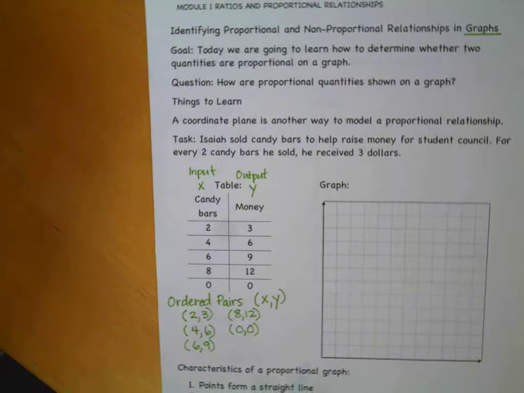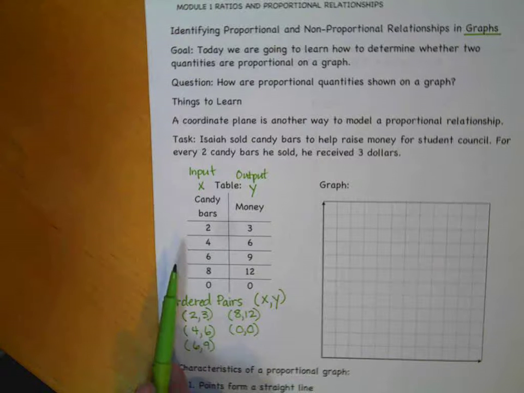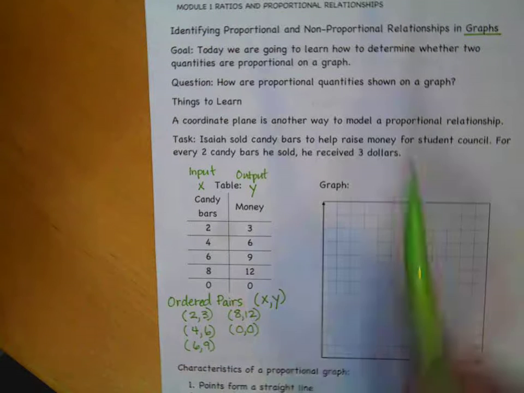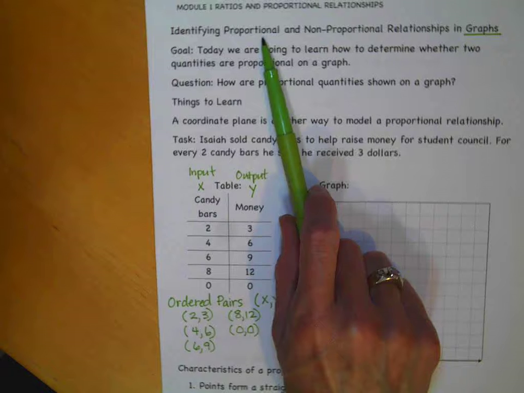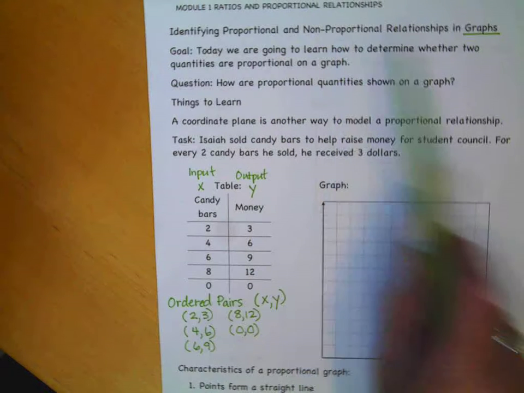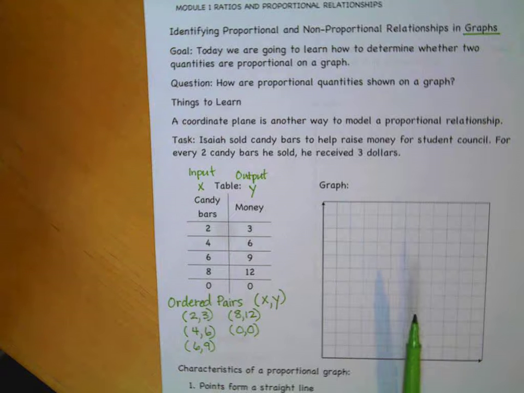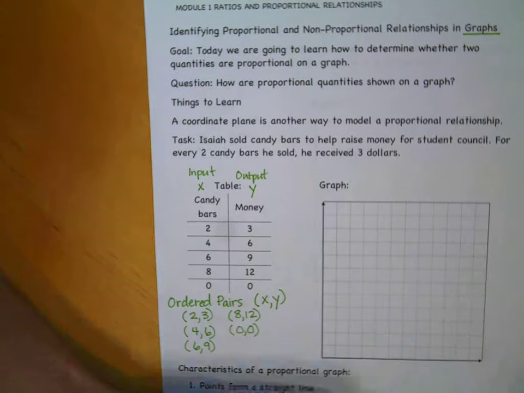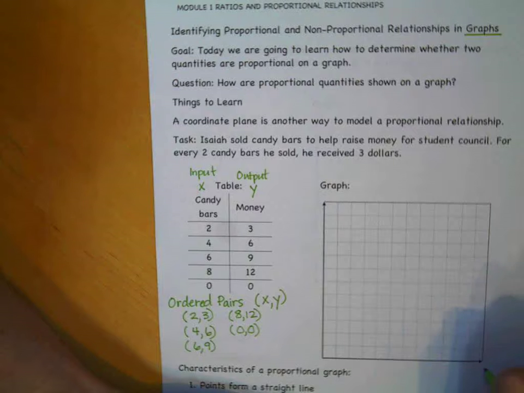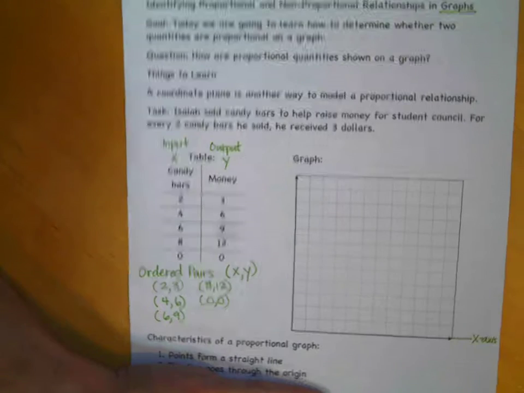All right, so now we have all of the ordered pairs from the table, but we are trying to figure out if it's proportional or not proportional based on the graph. So we have to use this graph to help us. Hopefully in your 6th grade learning time, you also learned that this is the x-axis. Go ahead and label that.